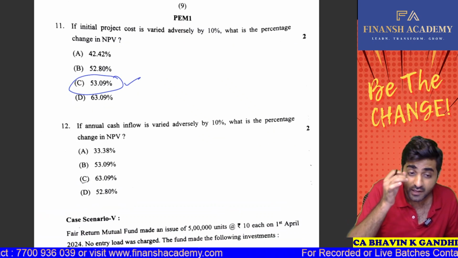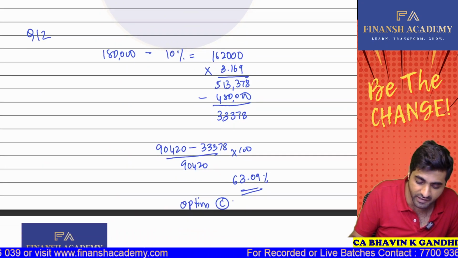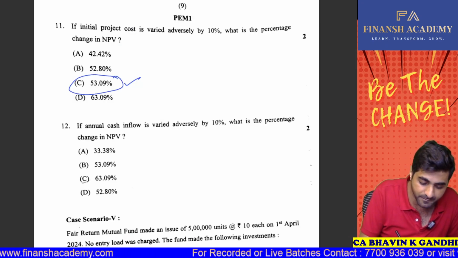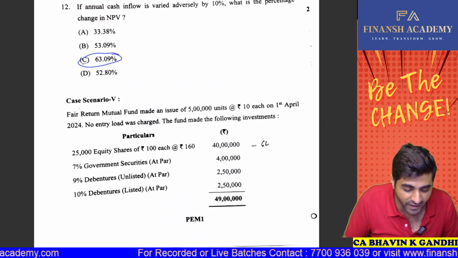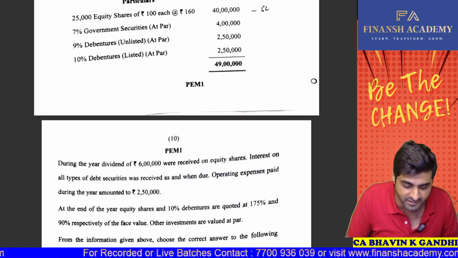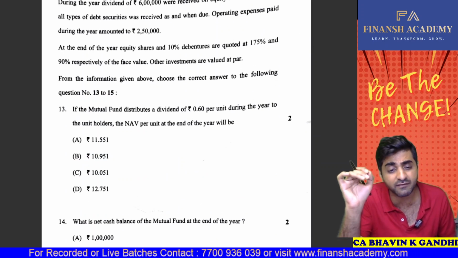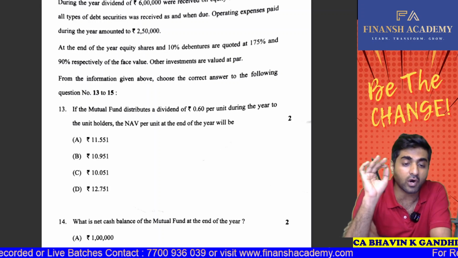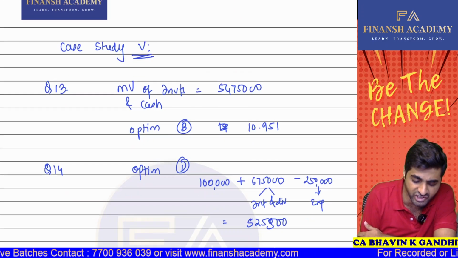And then your 12th question, that the annual cash flow is getting adversely affected. So in this particular case, the answer is coming as 63.09. That is your option C. Okay, once again. Also at the same time, for your case scenario 5, this was regarding your mutual funds, and for your mutual funds, we had to calculate first what should be your NAV per unit if the dividend is getting distributed. So we are definitely going to take your current market value of all the investments, and then we have to calculate the cash.